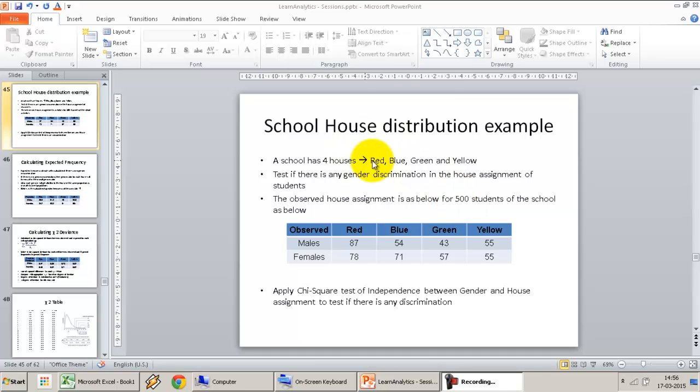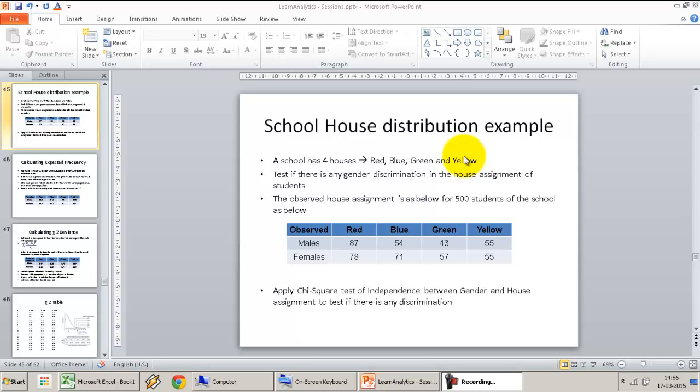The school houses are red, blue, green and yellow, and every student is classified by gender as well as the house of the school. So the hypothetical data set that we have has two columns for each student. One column records the gender, the other column records the house allotment of the school. Now both of these columns would be classified as nominal variables.